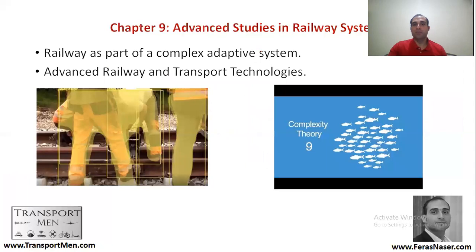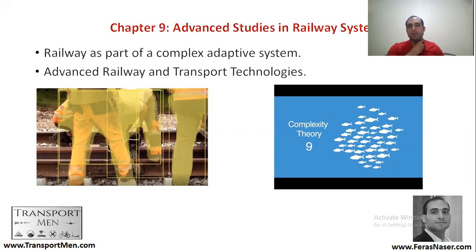So the 9th chapter is quite an advanced chapter, and this is really advanced even for global professors. So it's a very novel chapter. In this chapter, we'll talk about advanced studies in railway systems. The first part, I will try to cover railways as part of a complex adaptive system.